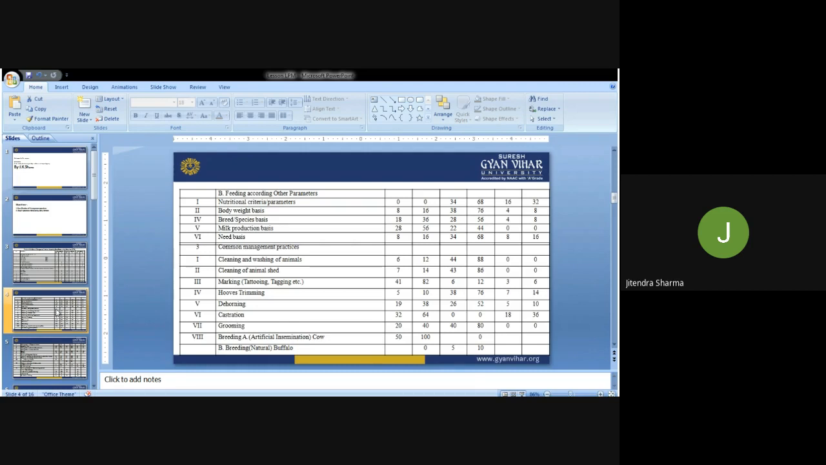And the common management practices followed by the dairy farms, what the gap is. We see that on the basis of cleaning and washing of animals, 12% are fully following this practice, whereas 88% reported that they are partially following, but no one was found who is not following this practice.